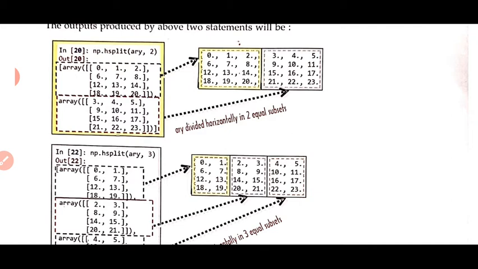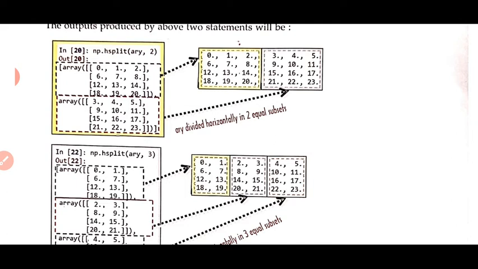So np.hsplit(ary, 2) means, the first statement in this yellow box, input line 20, is np.hsplit. We know np means numpy. It is a function of numpy we are going to use. What is the hsplit function? np.hsplit divides ary into two equal parts. You just divide it on the horizontal axis. So two parts are equally divided.